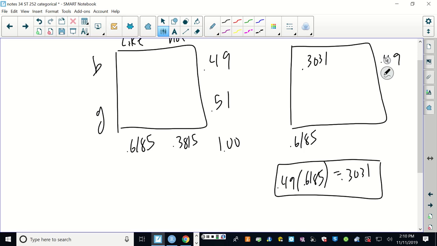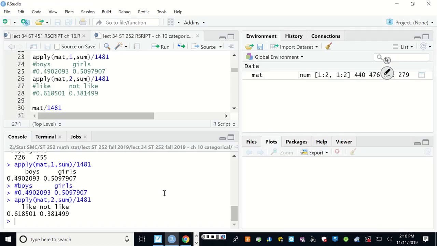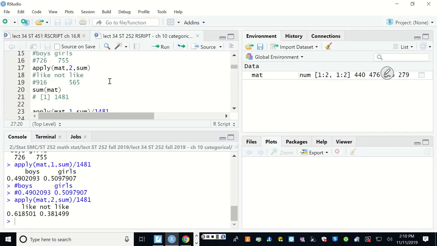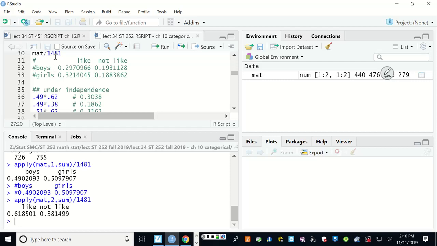What is it actually? In the actual data, it was about 29.7%. It's a little bit less. So if you just take the matrix itself, divided by 1481, there's 0.297 that's there. We expected under independence it to be a little bit higher. It's not very far away. To me, it doesn't seem too far away.